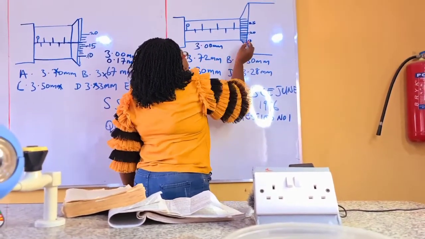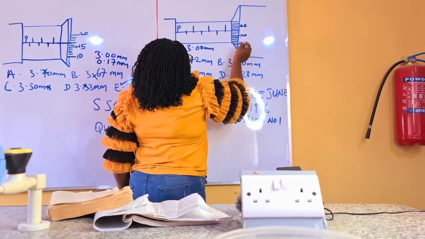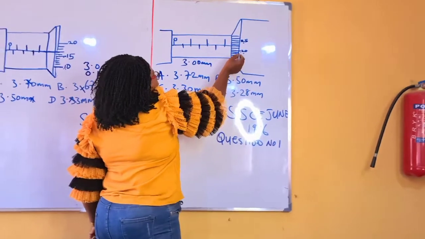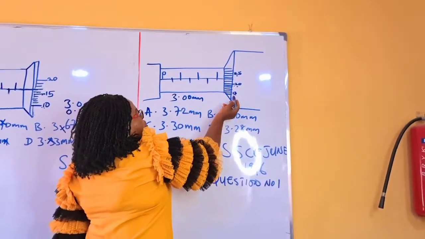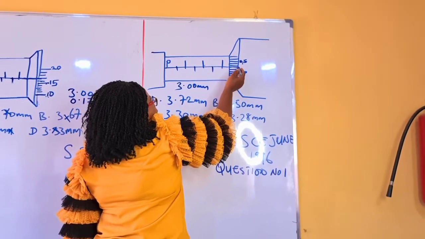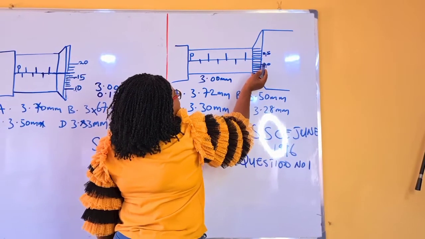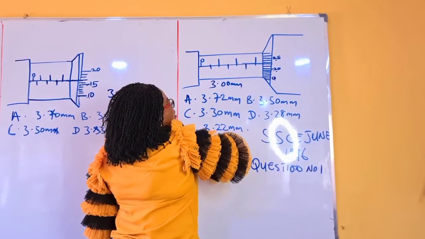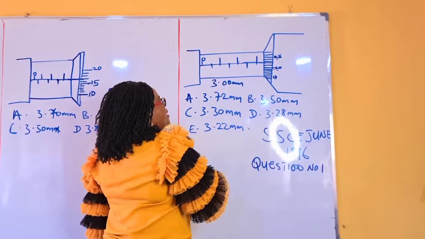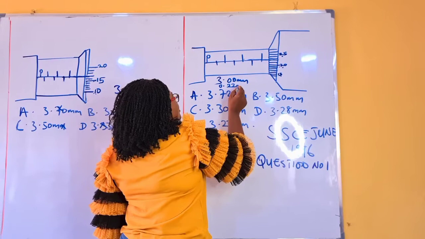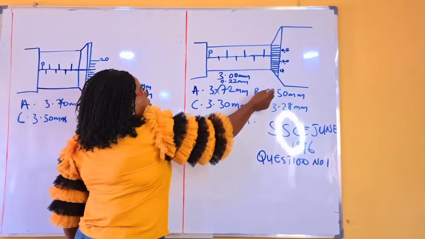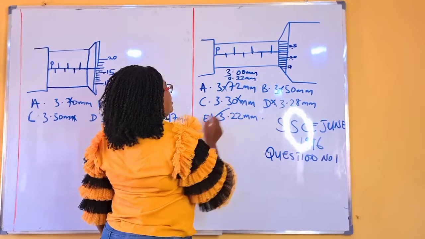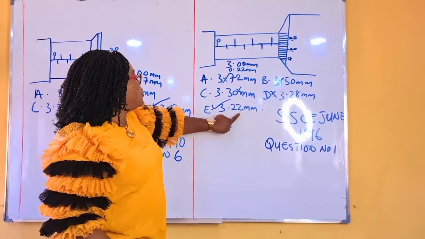Then you also go to your thimble reading. Check your thimble reading. What will it give us? Here, this is 15, this is 20, this is 25. You check the smallest division, what it will be. So it's 1. So this is 15, 16, 17, 18, 19, 20, 21, 22, 23, 24, 25. You now check, this is 20, 21, 22. 22 is the one coinciding with the datum line, the horizontal line. So we have 0.22 millimeters. Then this is no, this is no, and this is no. We have E as our correct answer, 3.22 millimeters.